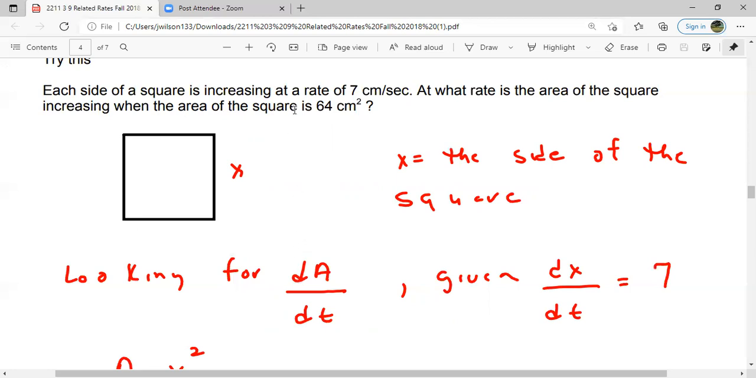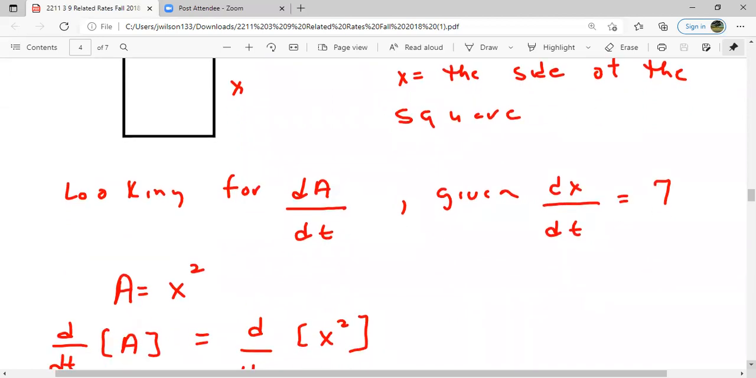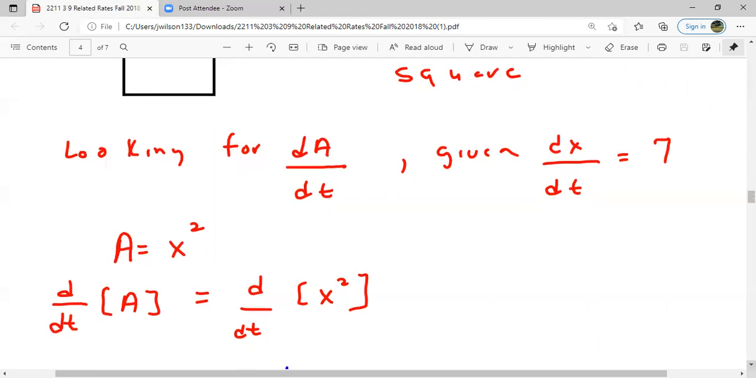And we know the rate of change of x. So we're given dx/dt is 7, and we're looking for dA/dt. So write out the formula for the area of the square. It's x squared. And then differentiate each side with respect to time.